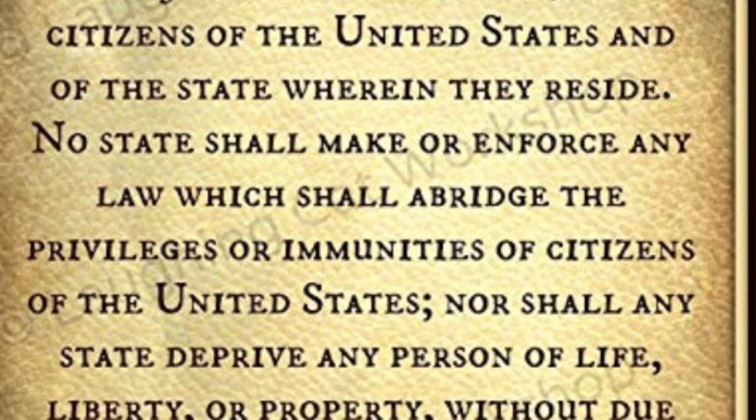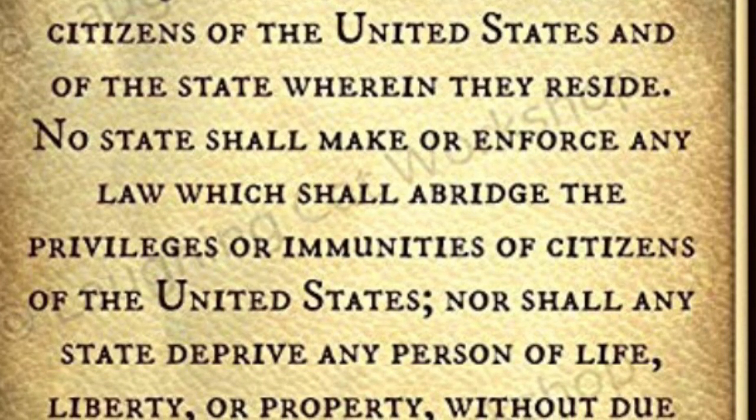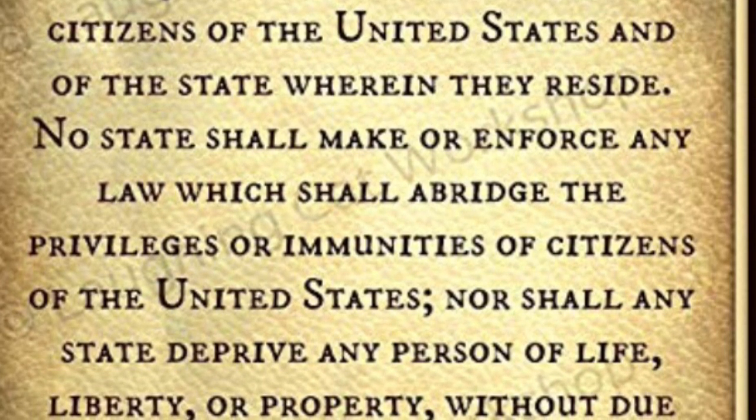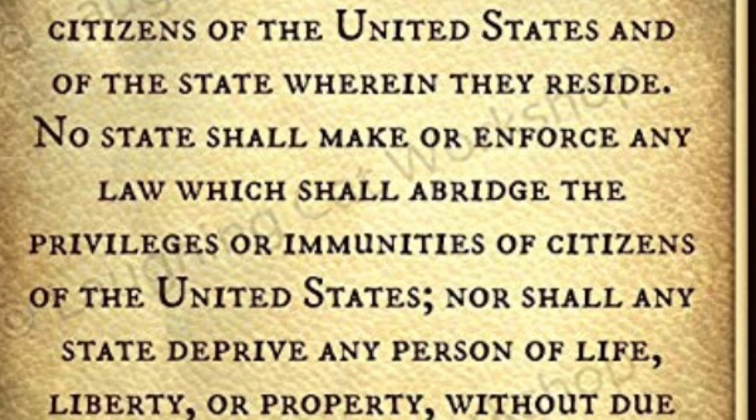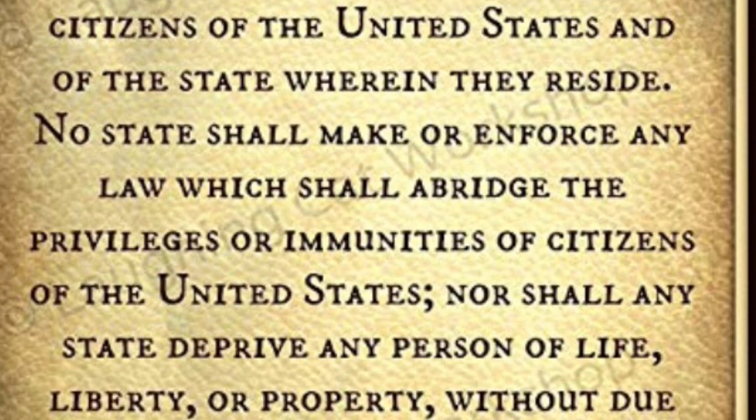Now, I want to read the relevant section of the 14th Amendment that causes the most arguments. This is from Britannica.com. All persons born or naturalized in the United States and subject to the jurisdiction thereof are citizens of the United States and the state wherein they reside. No state shall make or enforce any law which shall abridge the privileges or immunities of citizens of the United States, nor shall any state deprive any person of life, liberty, or property without due process of law, nor deny to any person within its jurisdiction the equal protection of its laws.